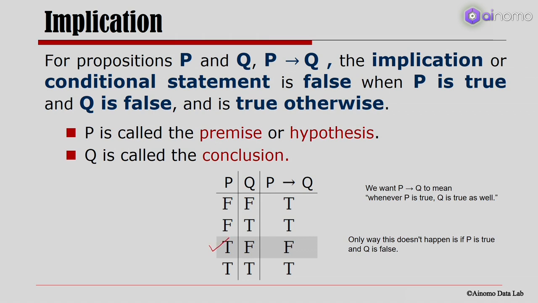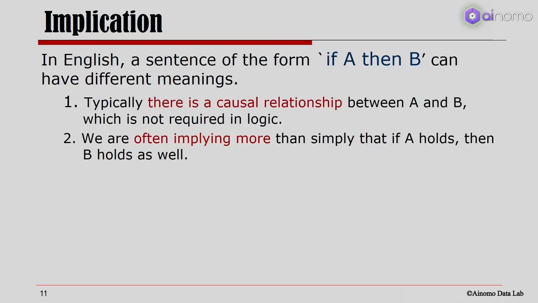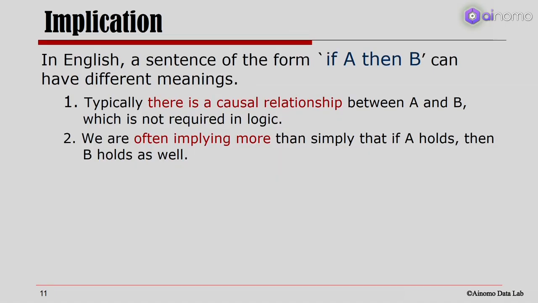We want if P then Q to mean whenever P is true, Q is true as well. And the only way this doesn't happen is if P is true and Q is false. In English, a sentence of the form if A then B can have different meanings. Typically, there is a causal relationship between A and B, which is not required in logic. We are often implying more than simply that if A holds, then B holds as well in English.